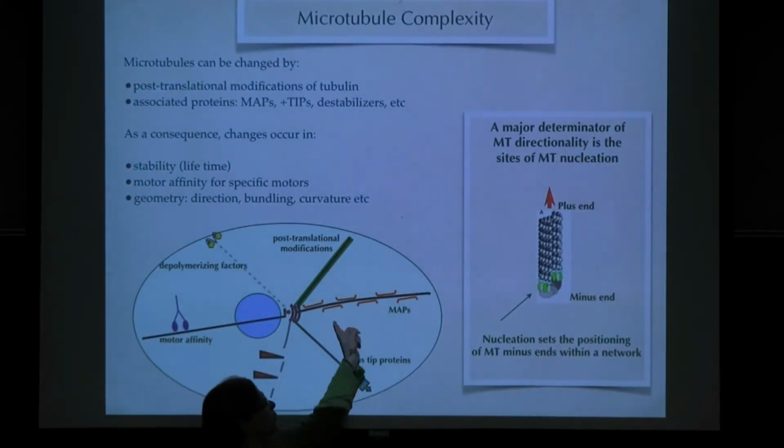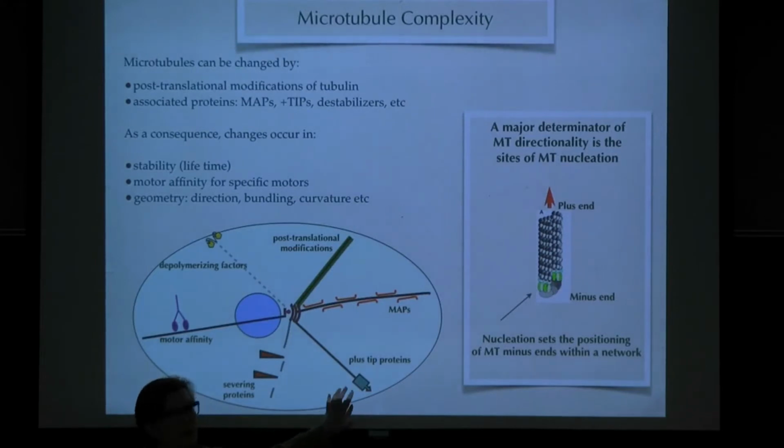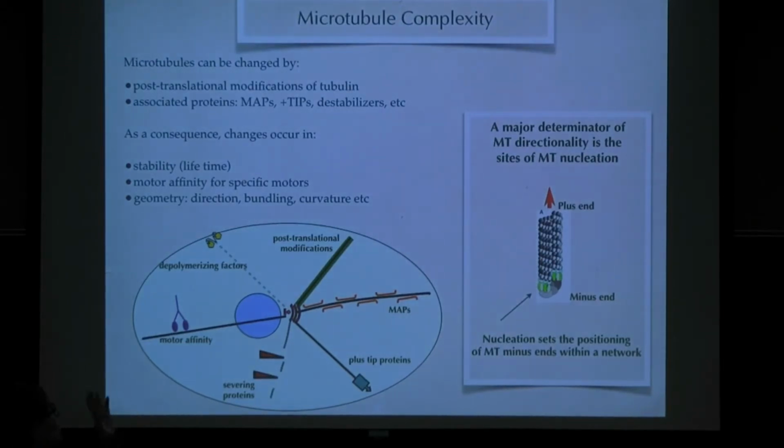They can coat microtubules along their whole length. Other proteins, plus-end tracking proteins, for example, are associated only with the growing microtubule end. And there are also factors which specifically destabilize microtubules by severing or by depolymerization. All these modifications can change such properties of microtubules as lifetime, so the stability.